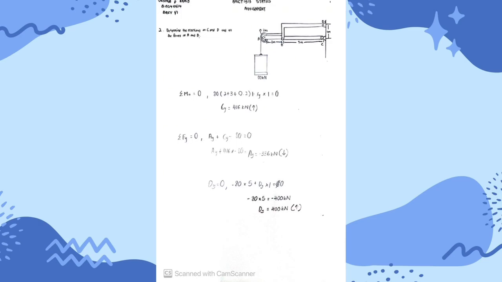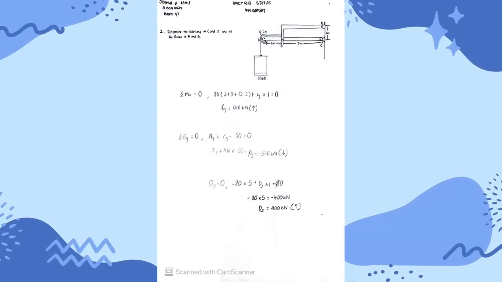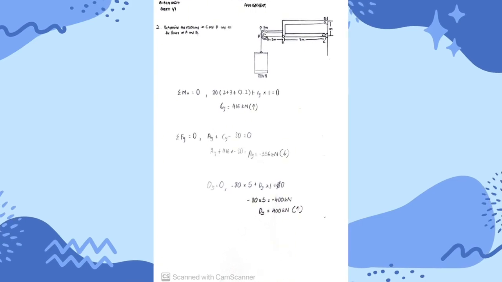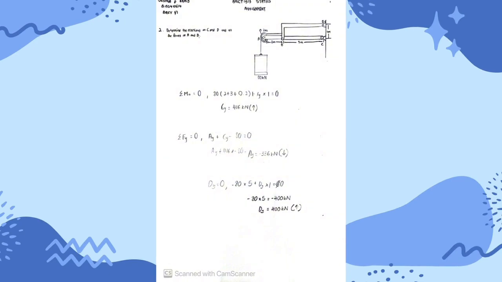To find the sum of forces in the Fy direction, that is also the forces at A and B, we use the formula sum of Fy equals 0 and substitute Ay plus Cy minus 80 equals 0. From the earlier calculation, we know that Cy is 416, so substituting the given and calculated values, Ay plus 416 kilonewton minus 80, and we find that Ay equals negative 336 kilonewton.